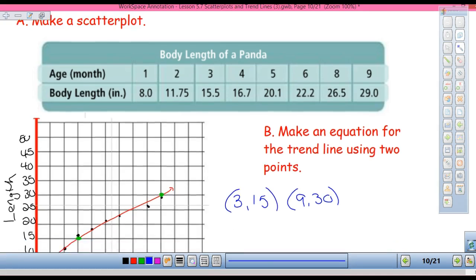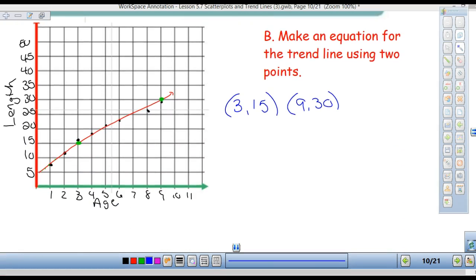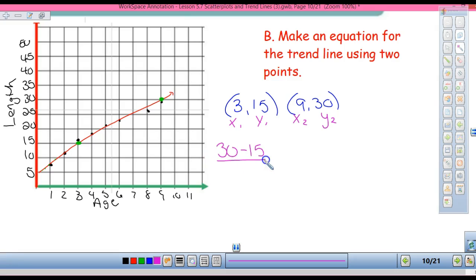All right, so if we look at my 2 points, we can label them x1, y1, x2, y2. If I'm plugging it in, y2 is 30 minus y1 is 15, divided by 9 minus 3. So on top we get 15. On the bottom we get 6. Now here's the deal. We're going to go decimals to 2 decimal places.